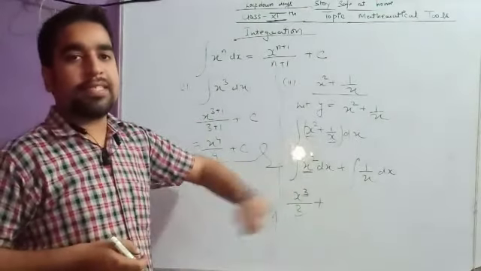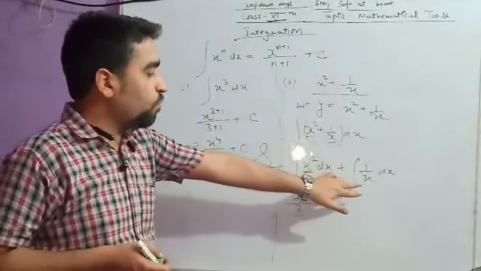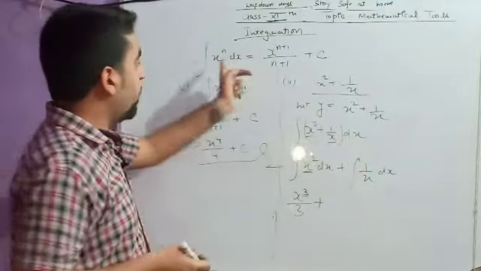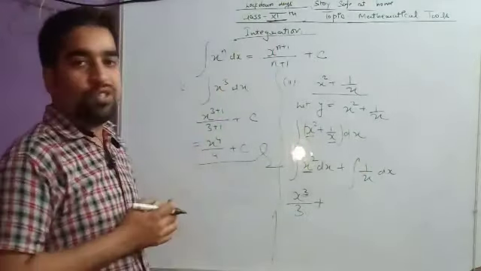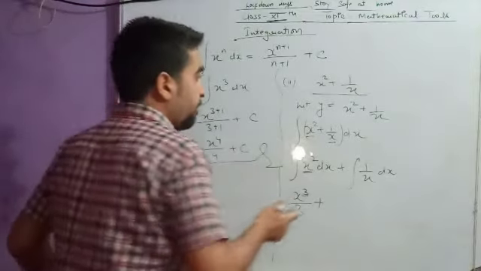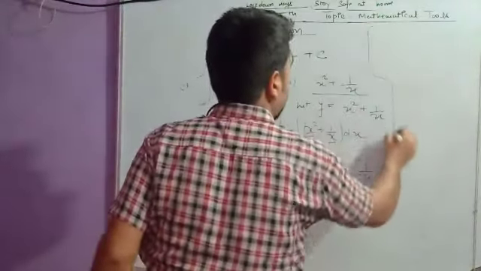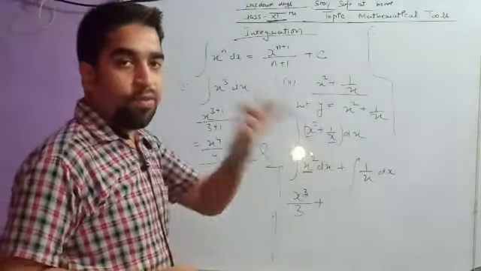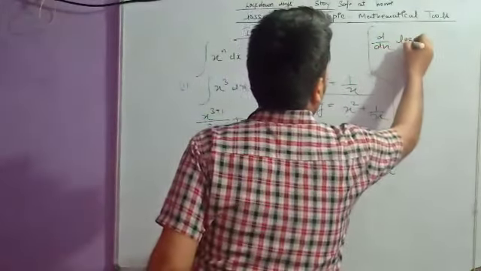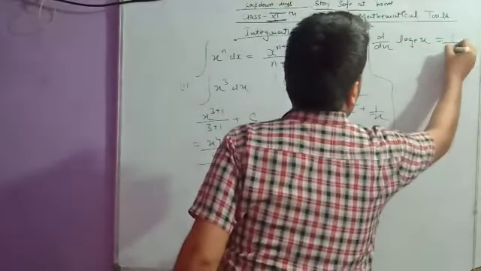Sometimes students get confused, they think that we have to write 1 upon x as x to the power minus 1 and apply the same identity which was written here. No, you will not do it this way. You already have studied one thing, just take it on the side and remember one thing which you have studied: d upon dx of log x. What was it? 1 upon x.